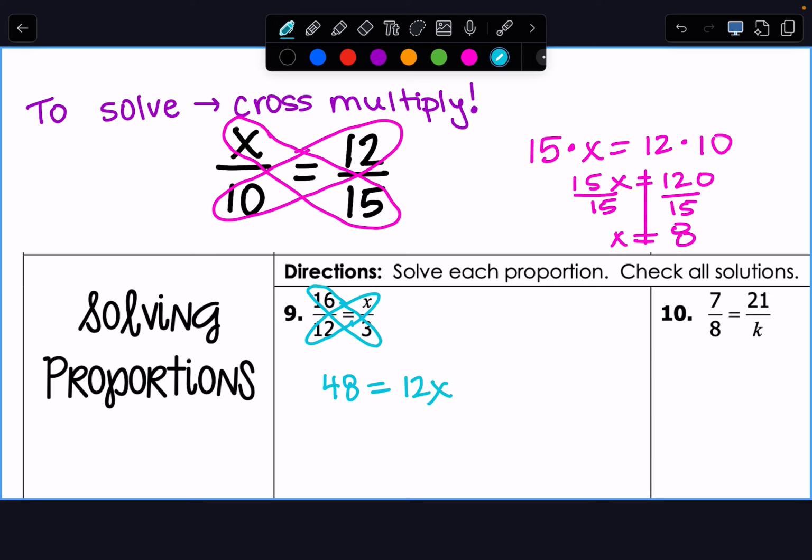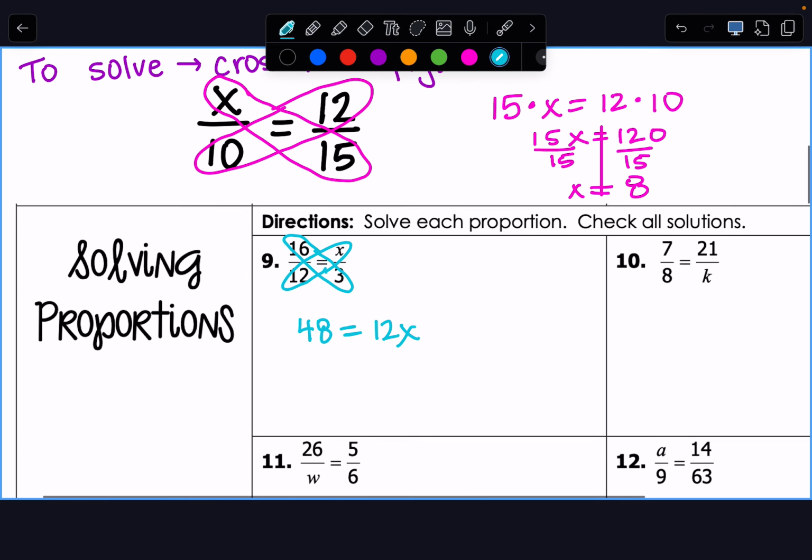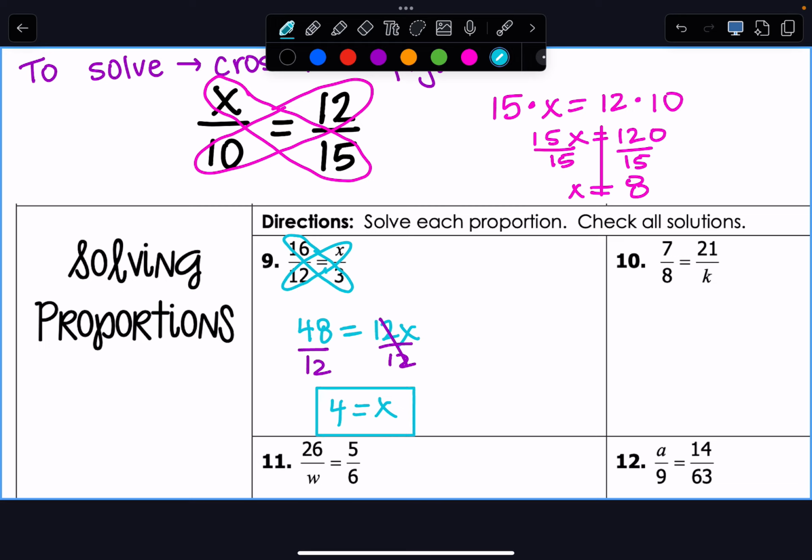So once you have 48 equals 12x, Mason, what's our next step? Yeah. So we have to undo this 12 here. So what is x? 4. Okay. See, Mason, you know how to do it.